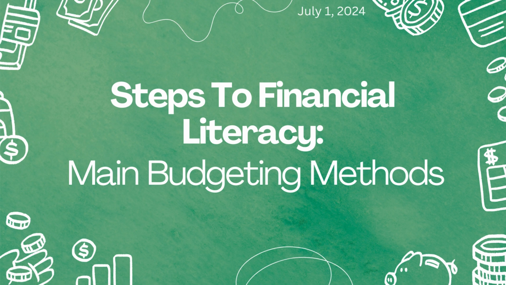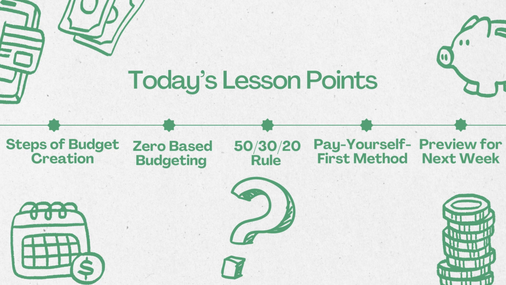Today's video will piggyback off last week's Intro to Budgeting and dive into the three main budgeting methods. Here's an overview for today's lesson. First, I will take you through the steps of budget creation, then segue into the three main methods: zero-based budgeting, the 50-30-20 rule, and the pay yourself first method. After that, I will touch on the final step of budget creation and give you a quick glimpse into next week's lesson.